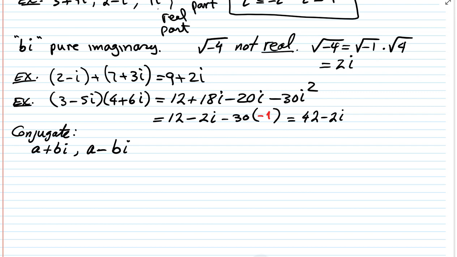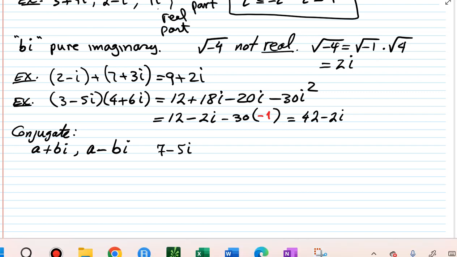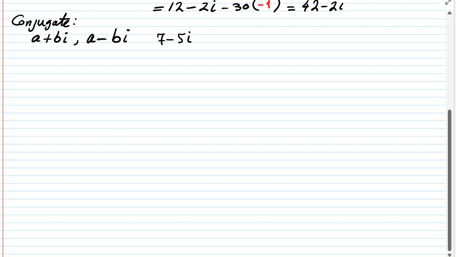As an example, the conjugate of 7 minus 5i is going to be 7 plus 5i. The conjugate of 8i is negative 8i, because the real part is 0, a is 0. So notice you only change the sign on the imaginary part for conjugates.